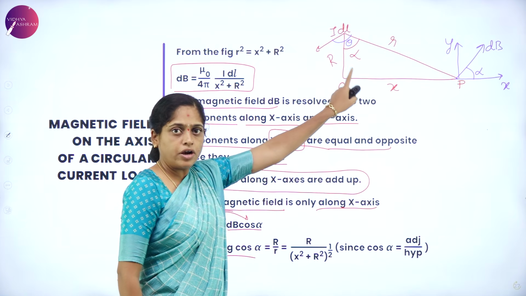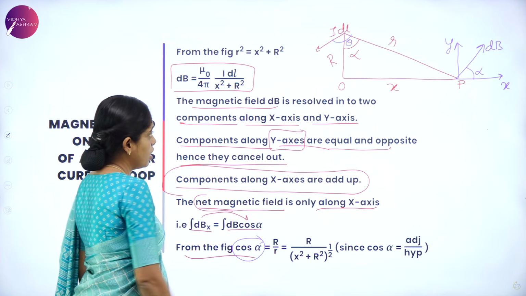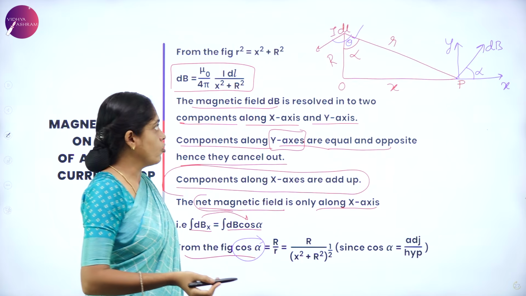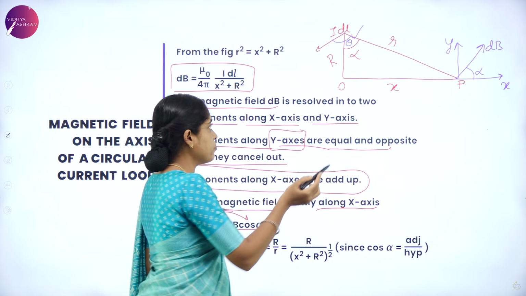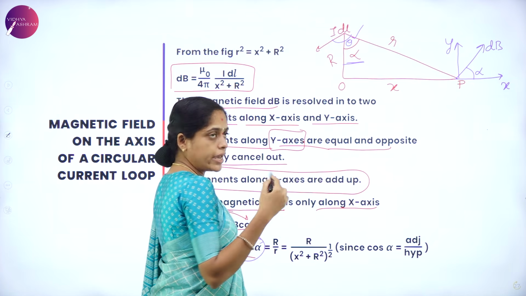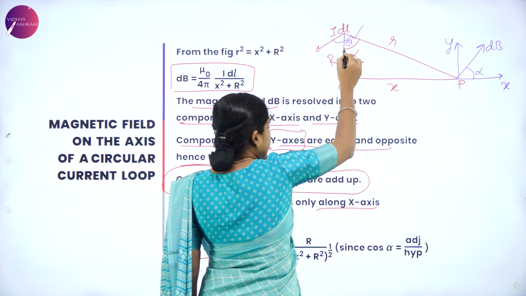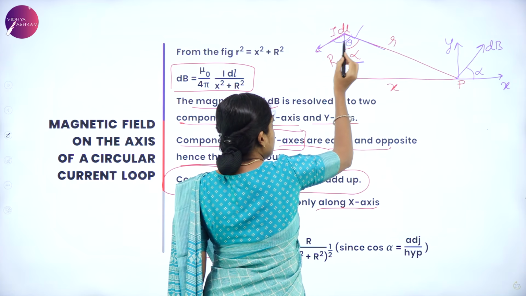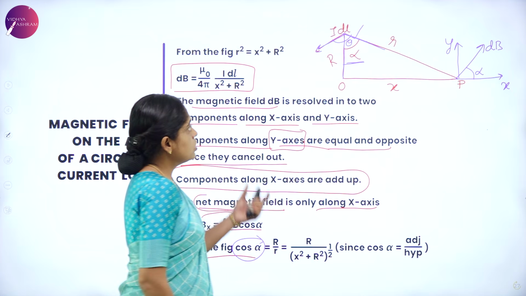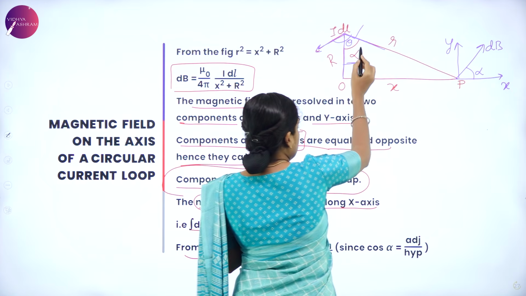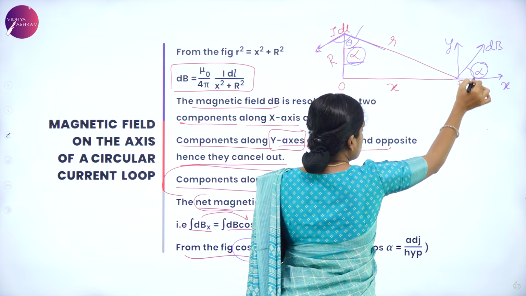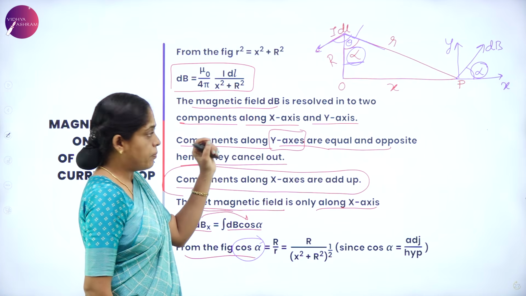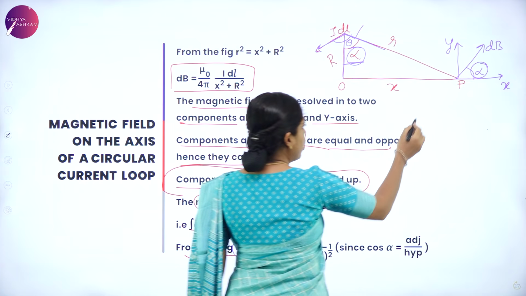Now consider this figure to find out cos alpha, where this theta in Biot-Savart's law is different from alpha. Alpha is the angle between the radius and the r, and theta is between the dl and the r. So the alpha is given by this alpha. On solving all this, you will get the alpha. Okay. So keeping that alpha, let us find out the cos alpha.